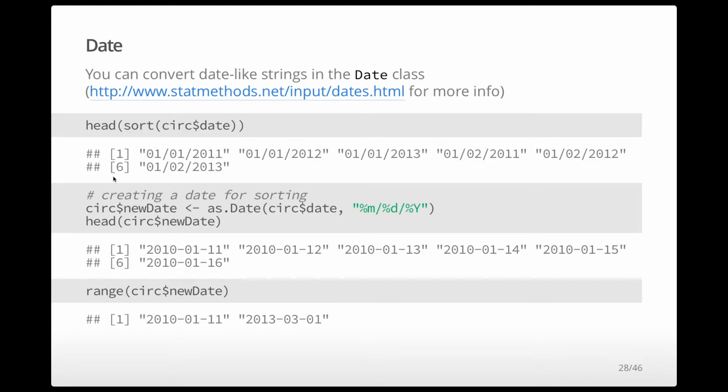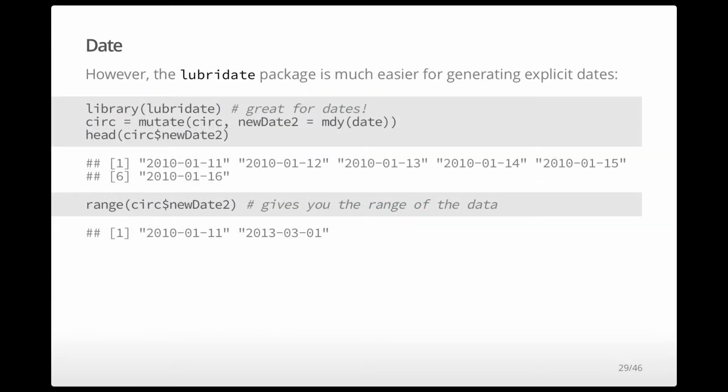It's now a date. If we do range, we see the range of these dates is ordered. It knows if one date is later than the other. Still, I don't recommend using as.date anymore.